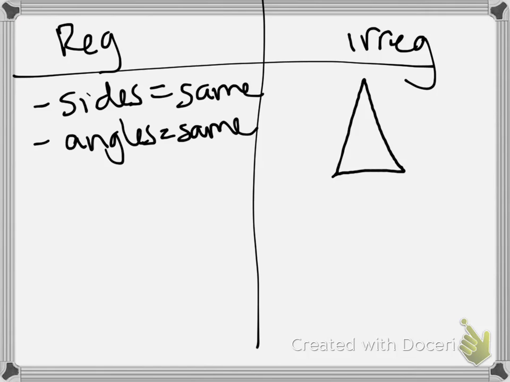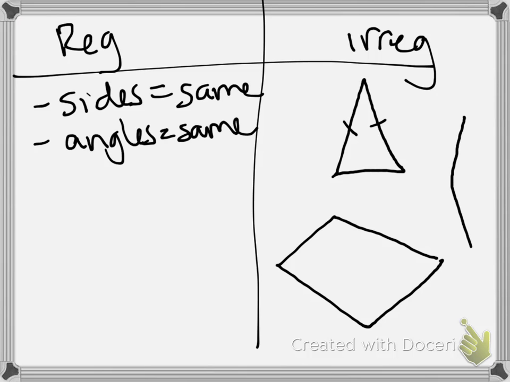So for example, this isosceles triangle is irregular because only 2 sides are the same length. Or this diamond is irregular. That was a terrible diamond, I'm sorry. Let me draw another one. This would be irregular because even though these might be the same, our angles are different. Those are acute and these are obtuse.